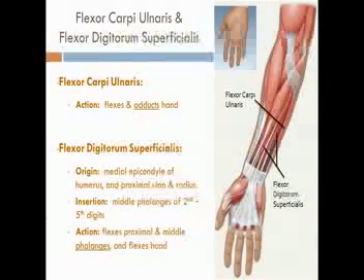And Flexor Digitorum Superficialis originates on the medial epicondyle of the humerus and the proximal ulna and the radius, inserts onto the middle phalanges of 2nd through 5th digits, and its action is to flex the proximal and middle phalanges as well as flex the hand.